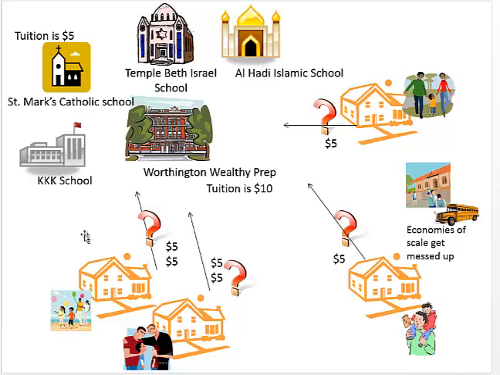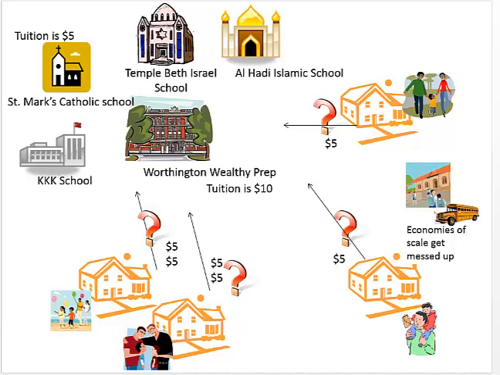And in this family, they can't say to the daughter, "Oh, sorry, daughter, we don't like you. We're going to send both vouchers to pay for your brother to go to Worthington Wealthy Prep." No, it doesn't work. The voucher sticks with the kid. So if they wanted to send both their kids to Worthington Wealthy Prep, they're sending in two $5 vouchers and need to come up with an additional $5 for each kid just to send their kid there.